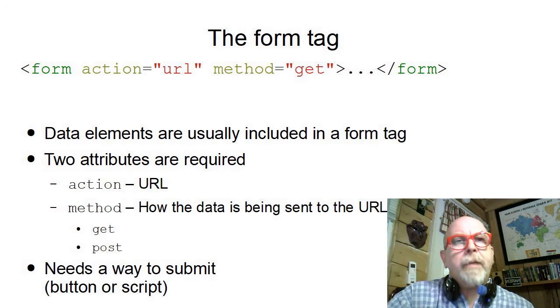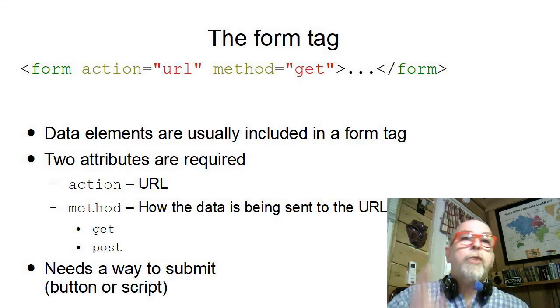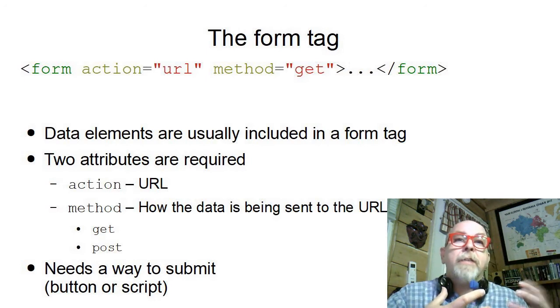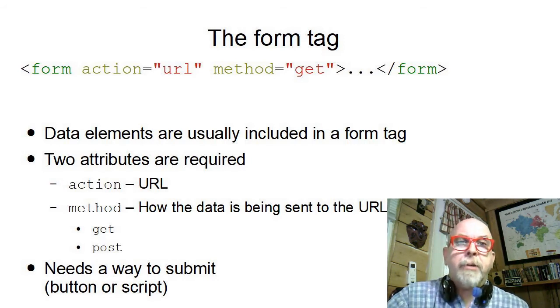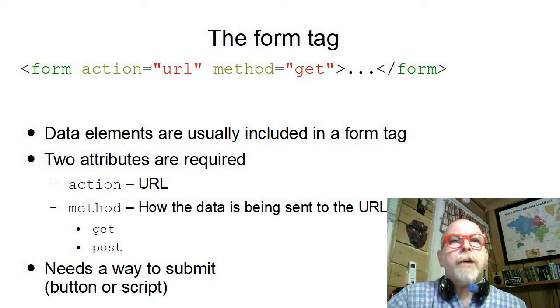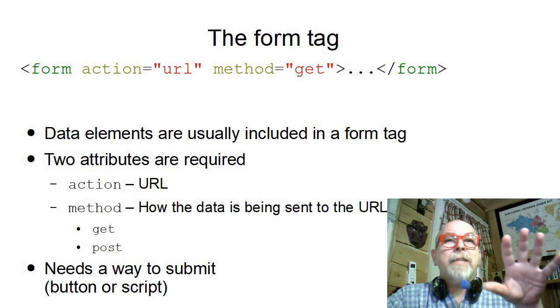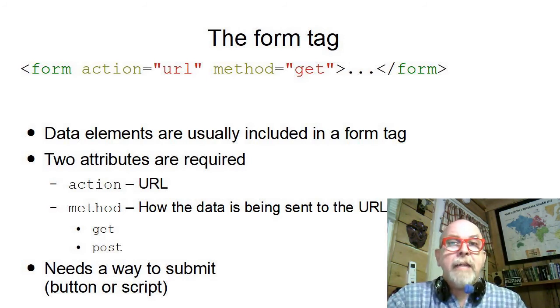Two attributes are typically used and required on the form. There's the action, which is the URL to the server that's going to be getting and processing the data, also called the CGI script. Action can be left off and then it uses the same page, but action should always be there. The second attribute that should always be there is the method attribute. The method attribute tells the web browser how to send the data, and there are two methods, the get method and the post method.